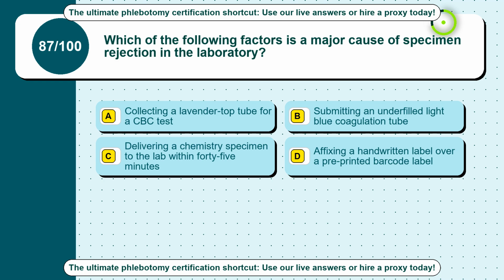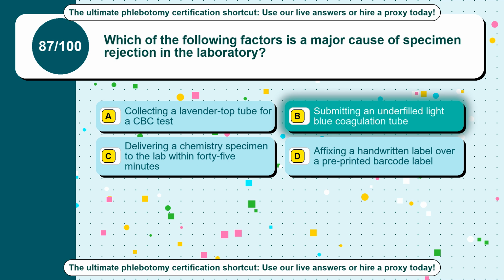Option A, collecting a lavender top tube for a CBC test. Option B, submitting an underfilled light blue coagulation tube. Option C, delivering a chemistry specimen to the lab within 4 to 5 minutes. Option D, affixing a handwritten label over a pre-printed barcode label.